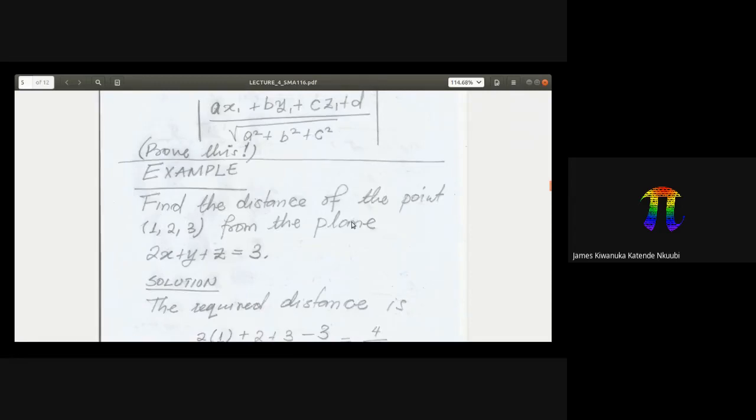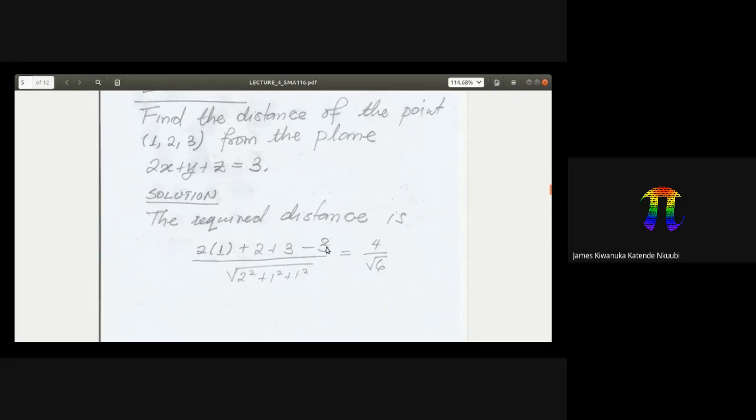It says find the distance of this point (1, 2, 3) from the plane 2x plus y plus z. So again, remember this is the formula we need to apply, where a is 2, b is 1, c is 1 again, and I think d is minus 3. So we apply that here. We get the distance is 4 over the square root of 6. So this one is quite simple.